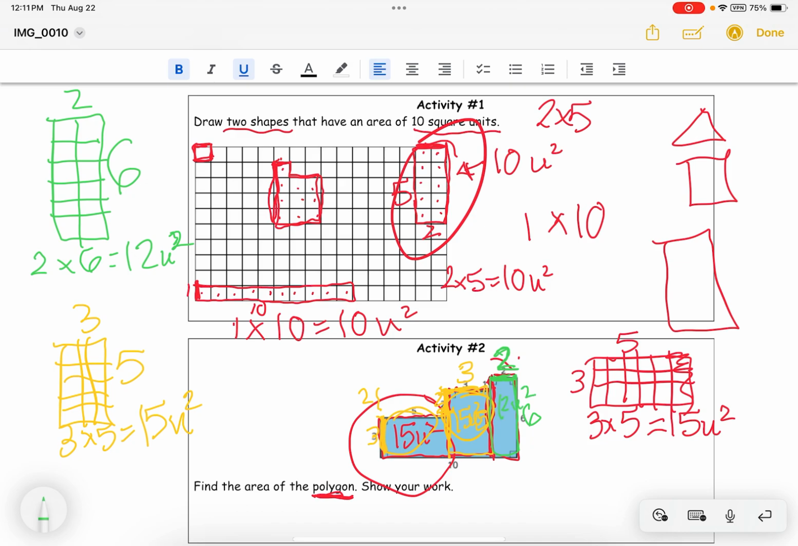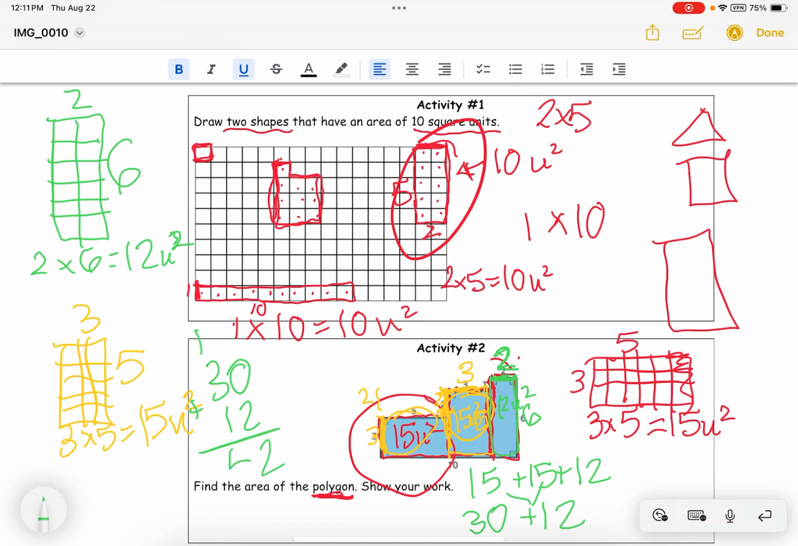So I'm going to combine all the areas I know. So since I found the area of all the parts, I'm going to add them up. So I have 15 plus 15 plus 12. So I know 15 plus 15 is 30. And then 30 plus 12, and you can write it out if you need to. 30 plus 12 is 42. So the area of that polygon is 42 units squared. Okay? So write it down, pause it, rewind, whatever parts you didn't understand.